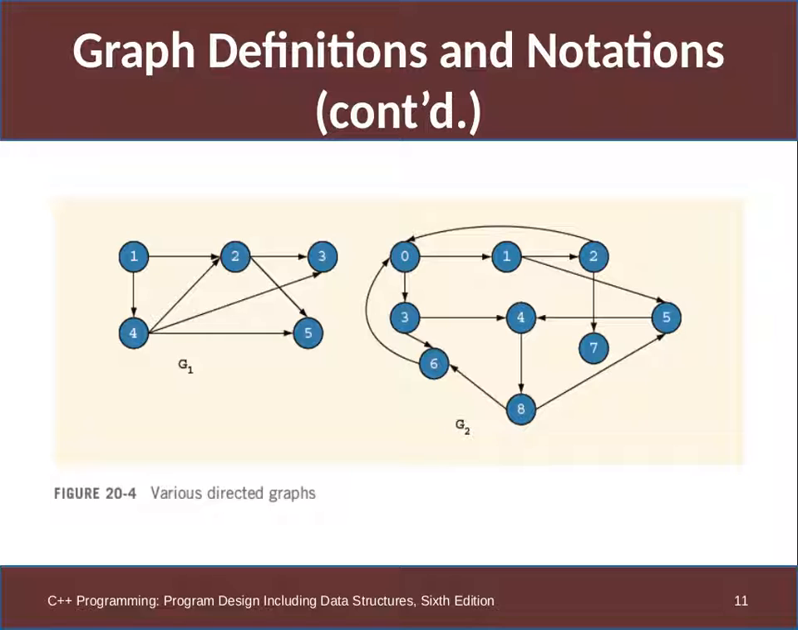Let's go back to G1 because there are so many loops in there. All right, so this one doesn't have any simple paths, but there are situations where you could have a very simple path.